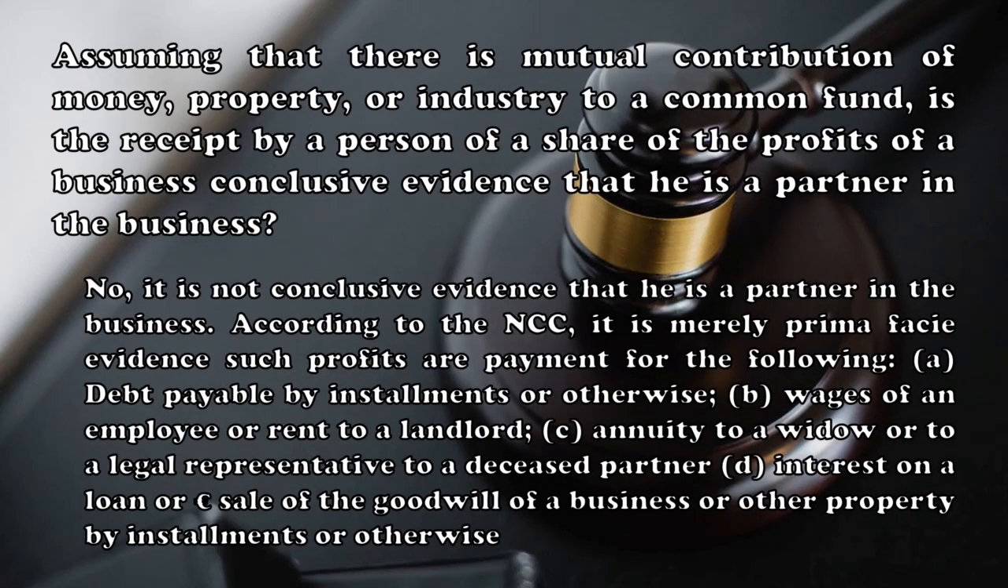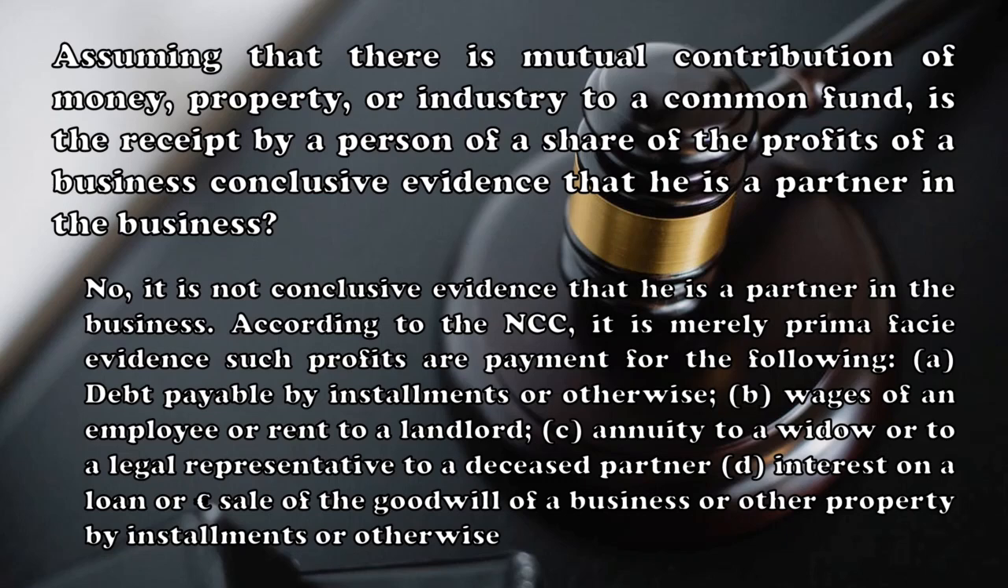So let's have an example here. Assuming that there is a mutual contribution of money, property, or industry. Kasi sinasabi natin dun sa previous definition kanina, dapat may contribution money, property, and industry para masabing partnership to a common fund. Okay? So here's the question. Is the receipt by a person of a share of the profits of a business conclusive evidence that he is a partner in the business? So yung pagbibigay niya ba ng contribution sa partnership ay masabi ng partner na siya kagad? Actually, hindi. Kaya nga kasama dapat yung dalawa na tinatawag nating two tests kanina.